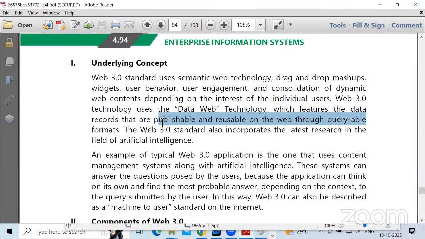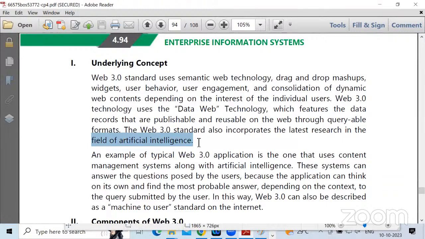So the data records that are publishable and reusable on the web through queryable formats. It incorporates the latest research in the field of artificial intelligence. What is this artificial intelligence? Just like a human being, the computer is also responding. That is called artificial intelligence.